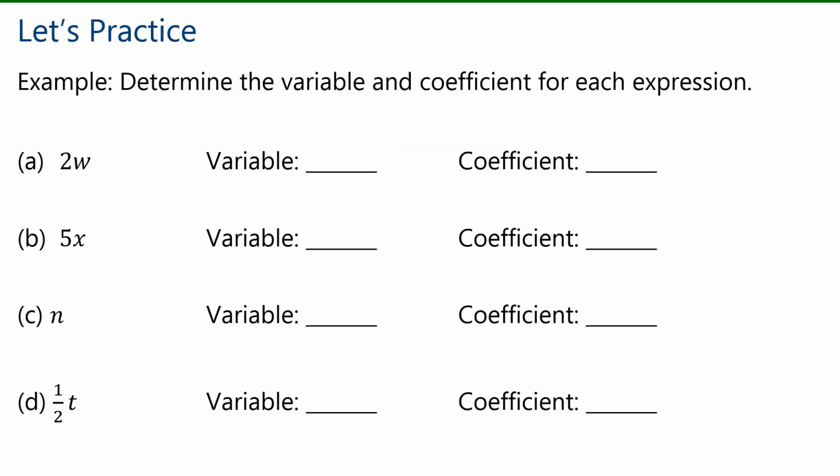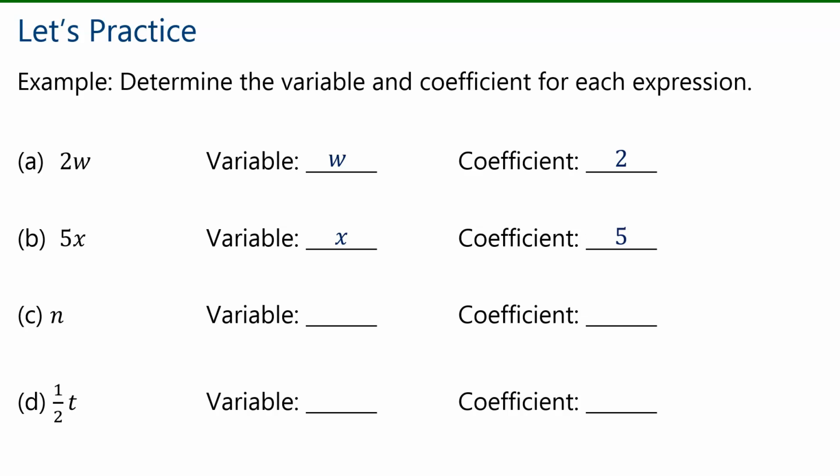So let's practice that now. For this example, we have to determine the variable and the coefficient for each expression. So in A, we have 2w, meaning 2 times w. So the variable is the letter w, and the coefficient is the number before the variable, which is 2. In B, the variable is x, the coefficient is 5.